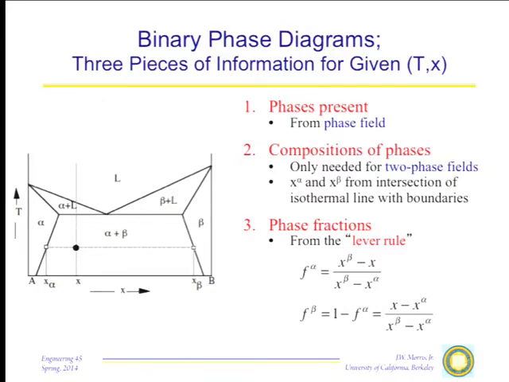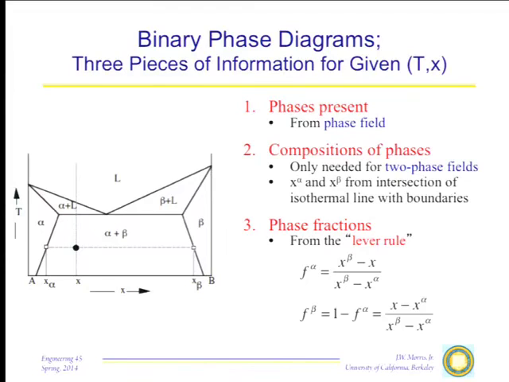To repeat, a phase diagram contains three pieces of information. Given a particular point, T, X, in the phase diagram, you can identify the phases that are present just from the phase field that point appears in. If it's in a single phase field, I have only one phase. If it's in a two-phase field, I have two phases. In this case, the point is in the two-phase field, so I have phases alpha and beta present at that temperature and composition.